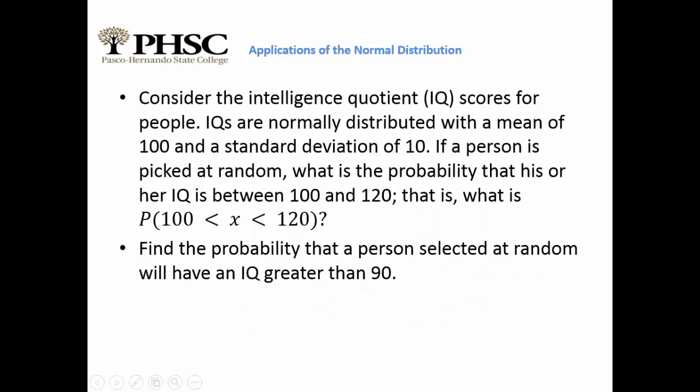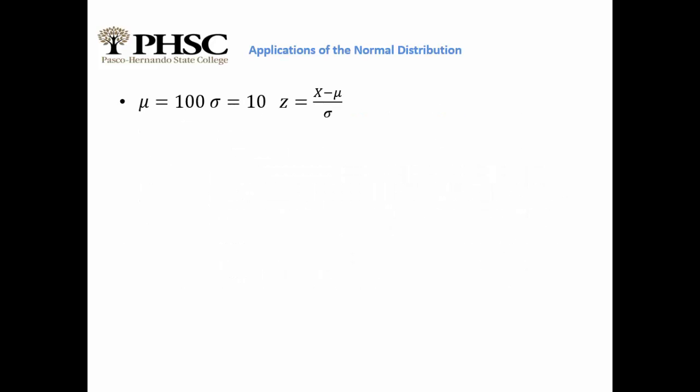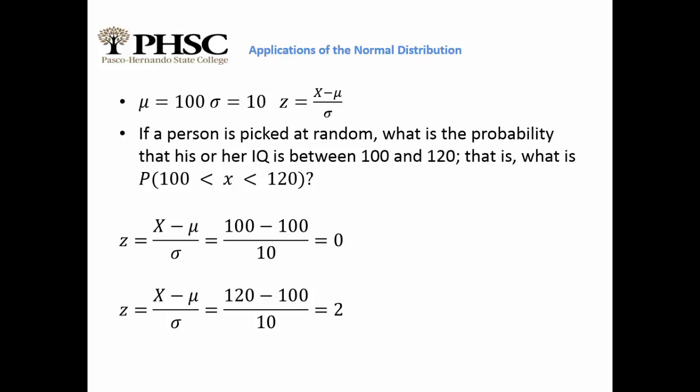So here's an example. Consider the intelligence quotient, IQ scores for people. IQ scores are normally distributed with a mean of 100 and a standard deviation of 10. If a person is picked at random, what is the probability that his or her IQ is between 100 and 120? In other words, what we're looking for is the probability that a randomly selected person will have an IQ score of between 100 and 120. And then we're going to find the probability that a person selected at random will have an IQ greater than 90. So first, I'm going to go ahead and do this using z-score.